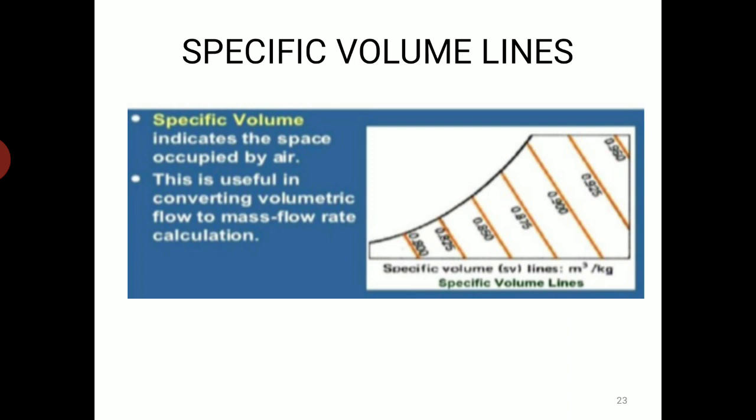Specific volume lines. If I want V, in calculations we have seen PaVa is equal to RaT, in the previous problem, and from that I found the specific volume. The specific volume we can obtain directly from this chart. Okay.